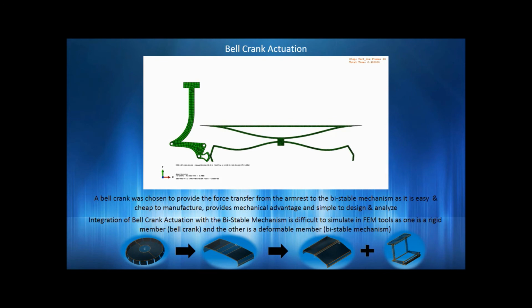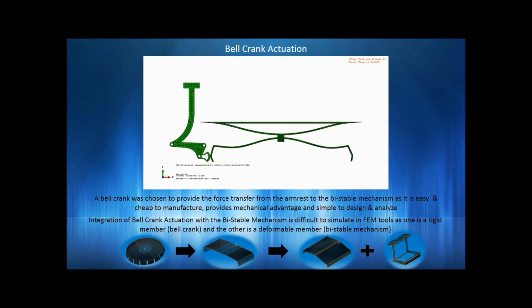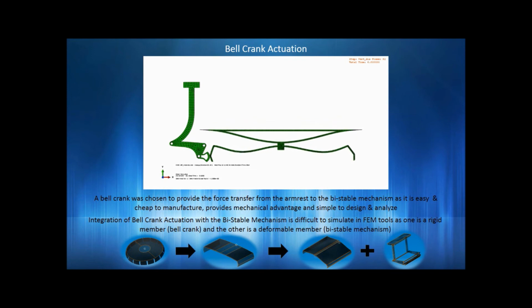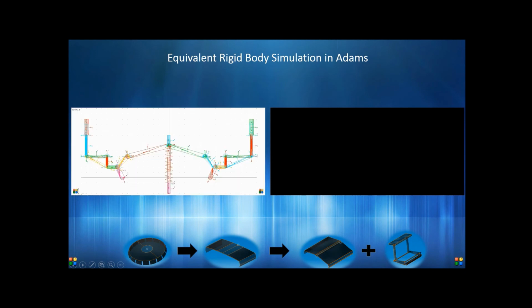Next, we try to simulate the mechanism by integrating it with a bell crank. The transfer of force was difficult to simulate in Abaqus as the bell crank is a rigid member and not a deformable one. To overcome the difficulties, an equivalent rigid body simulation was conducted in Adams. The video seen on the left of the screen corresponds to the mode 1 actuation, that is, when the person is sitting on the chair.